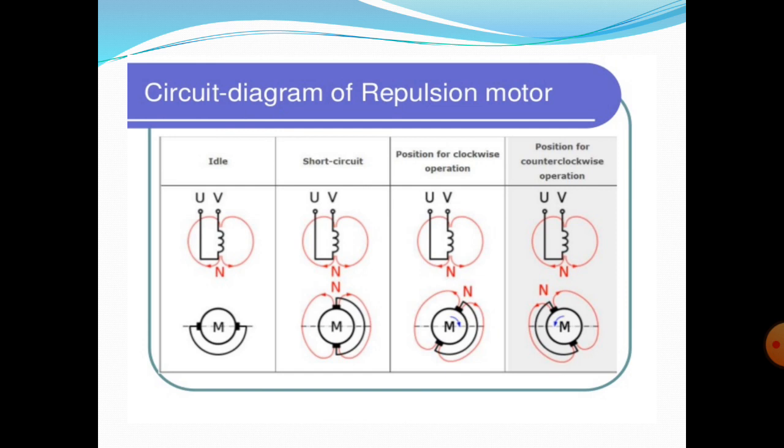That is the important point. And next, at any particular instant when there is a south pole on the stator, the demagnetizing armature flux will have a south pole on the armature surface, resulting in repulsion. This is the main thing. And in this case the armature will rotate in the counterclockwise direction. So in this case 4, the armature will rotate counterclockwise, and the electromagnetic torque is developed.